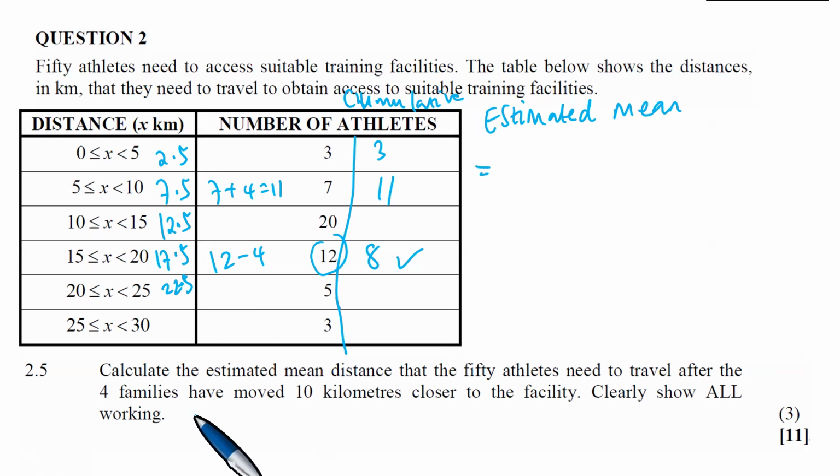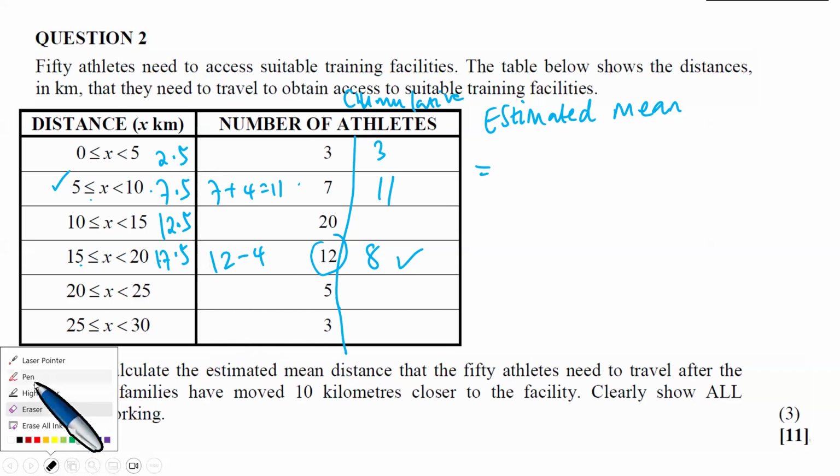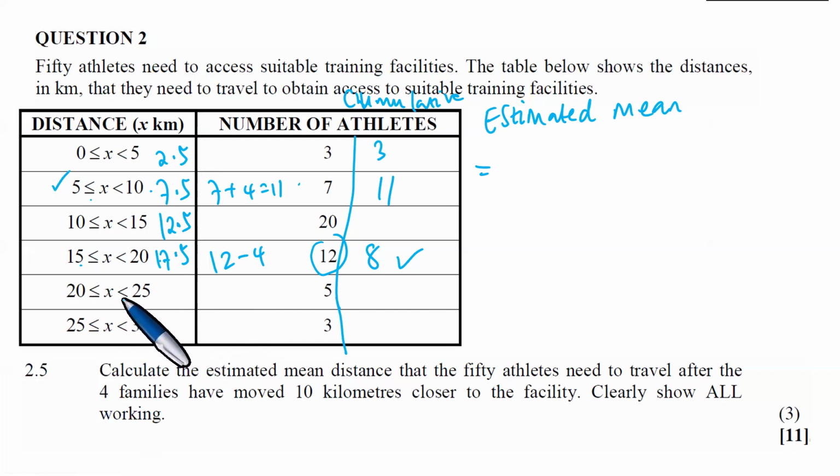Yes, because now some of the families moved. Families of the 4 athletes moved from 15 to 20. They moved to 5 to 10. So 4 of the athletes now will be added to this group, but they moved from 15 to 20. They moved from the interval 15 to 20. So now here, 20 plus 25 divided by 2, 22.5.